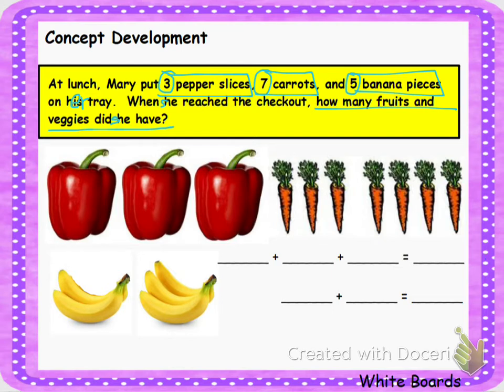Alright, now we're going to ask ourselves, what are our 3 parts in the word problem? What are our 3 parts? Right, 3, 7, and 5. So I want you to write the number sentence. 3 plus 7 plus 5 equals blank on your board. So do that now.